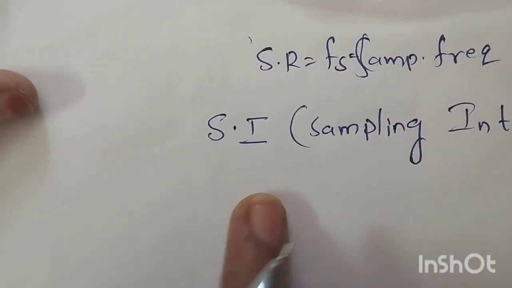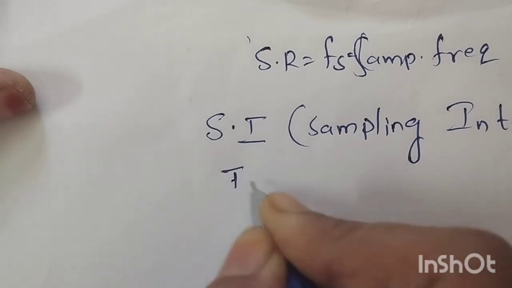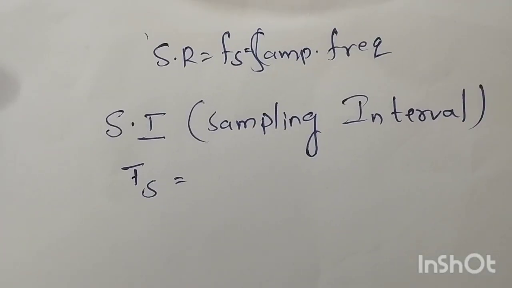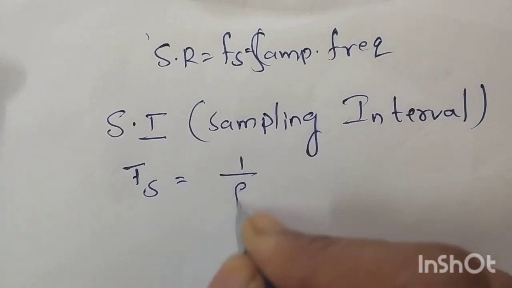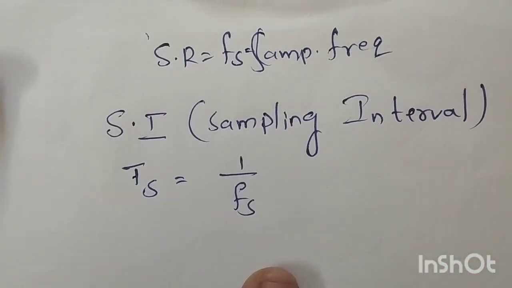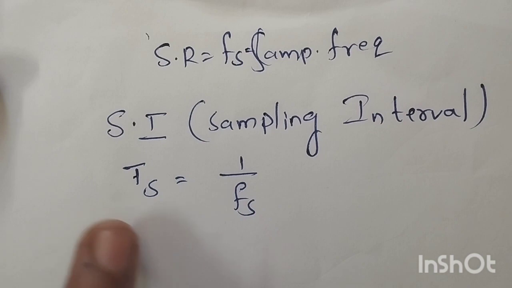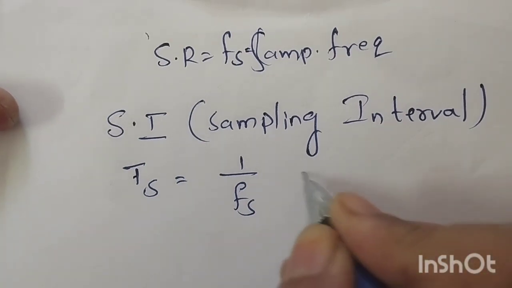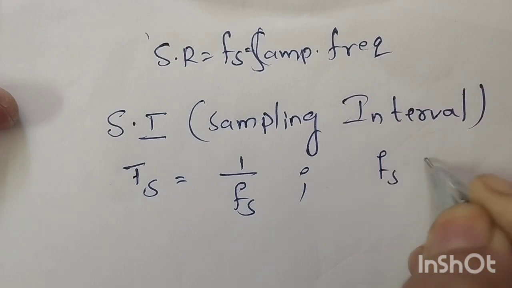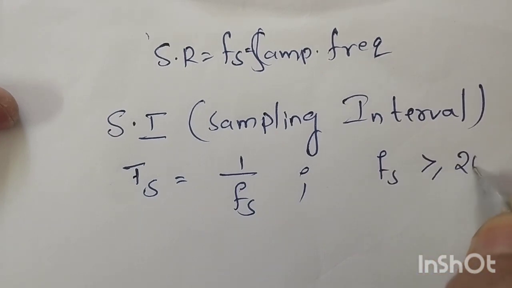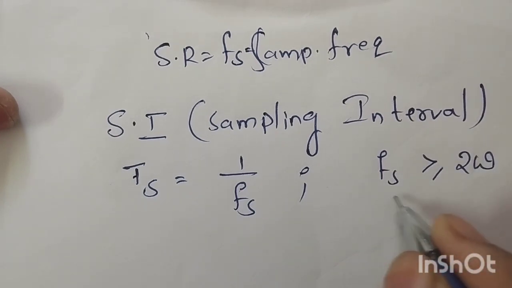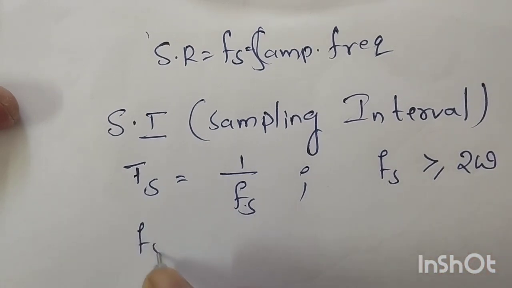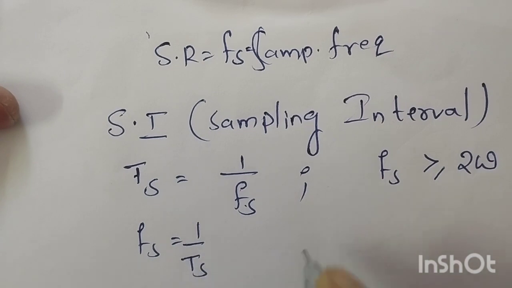Sampling interval we represent as Ts. Sampling interval Ts is 1 by fs. 1 by the sampling rate is nothing but the sampling interval, which we represent as Ts. So just now, what is the principle we discussed? fs must be greater than or equal to 2 omega, isn't it? And fs equal to 1 by Ts, isn't it?